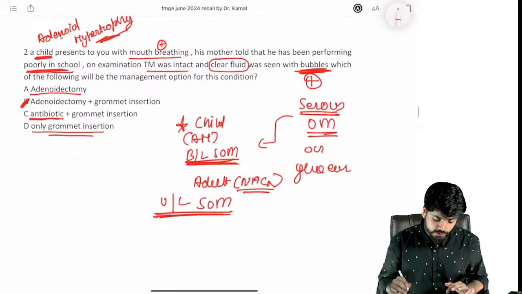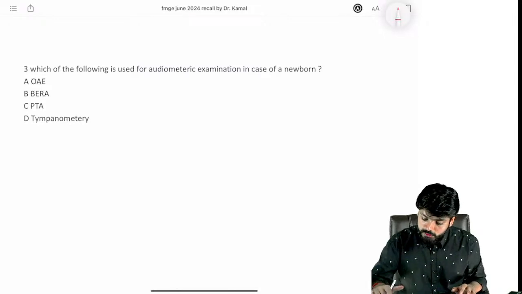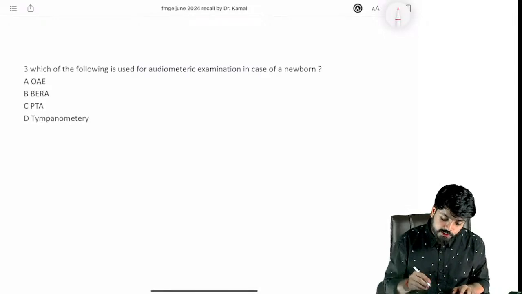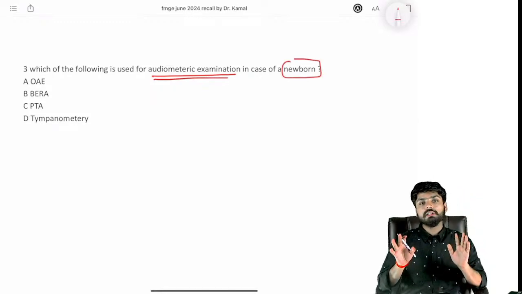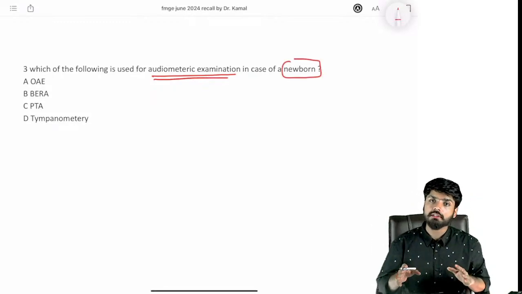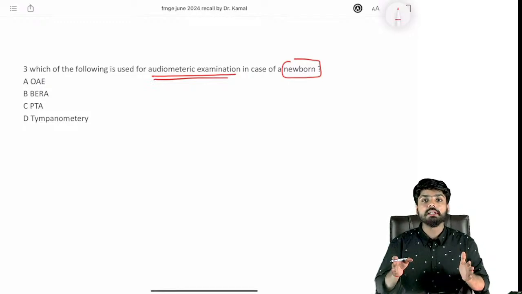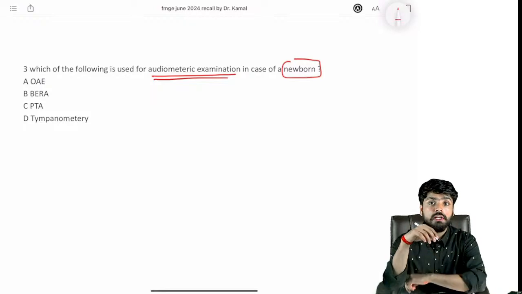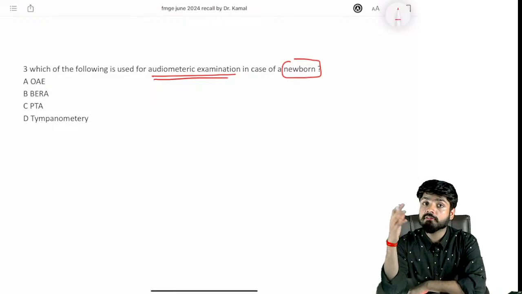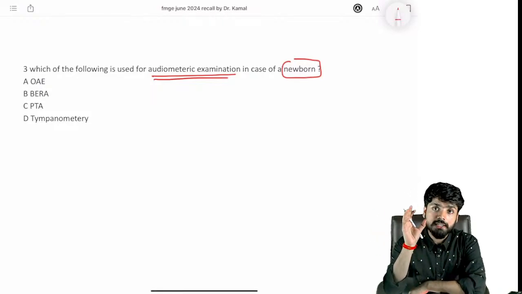Okay, moving on to the next question. Which of the following is used for audiometric examination in case of a newborn? See, one thing I want to tell you about audiometric examination in any case is that it is dependent on the patient itself. The patient reports to you. For example, like the Rinne test, the Weber test. Whenever you do the tuning fork test, the patient tells you if he stopped hearing or not, which side he is hearing more. So the main thing that you have to remember in this case is that a newborn is not going to tell you anything about this.